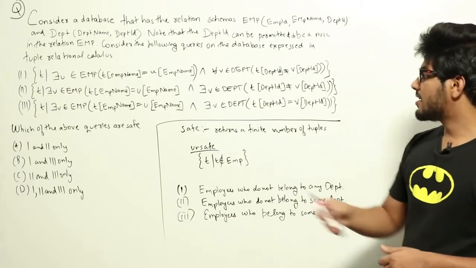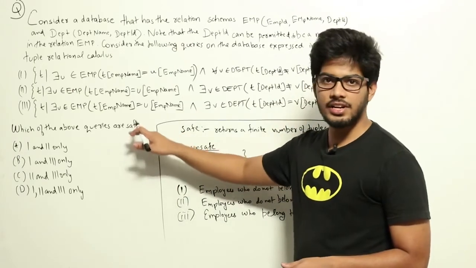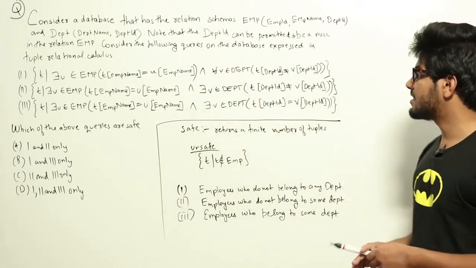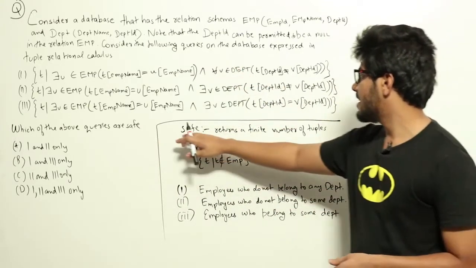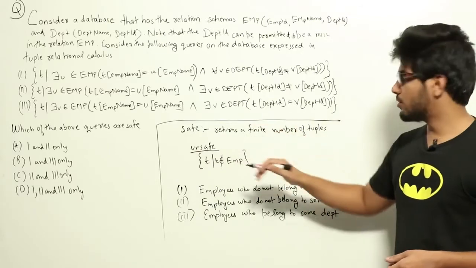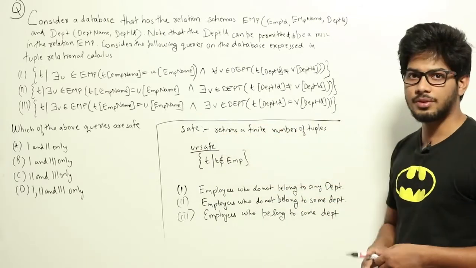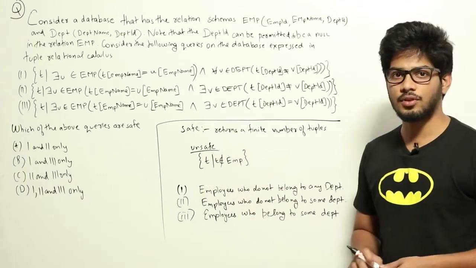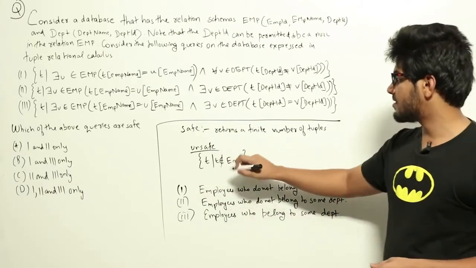This is a question for relational algebra from DBMS. First of all, it's asking us about tuple relational calculus. In tuple relational calculus, safe queries are those which return a finite number of tuples, and unsafe queries are those which may return an infinite number of tuples. So I'll show you an example of an unsafe query.